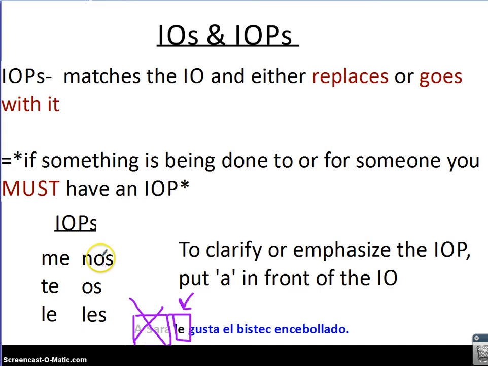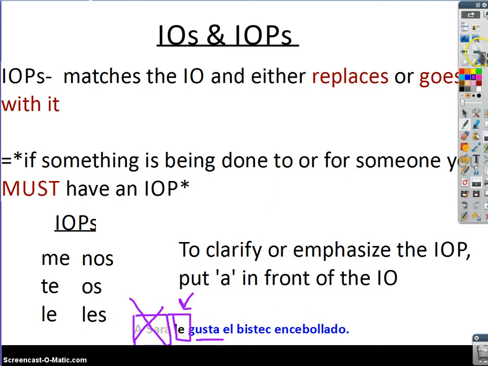So your choices for indirect object pronouns are me, te, le, nos, os, les. To clarify or emphasize the IOP, you put a in front of the indirect object, like in sentences that use gustar. Let's look at another example.